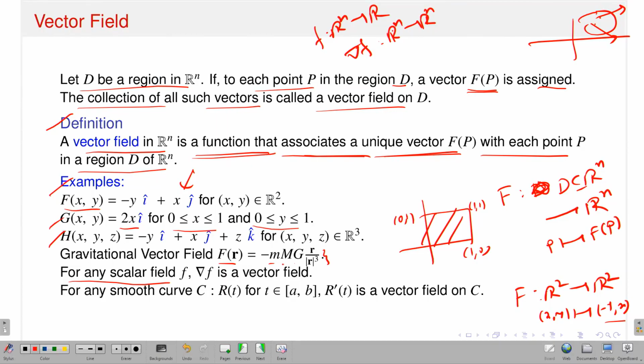And whatever the last one, these are plenty of examples. So, a couple of examples I am talking about. For any smooth curve C, with r of t the corresponding parameterization, r prime of t is a vector field on C. So now what is that?